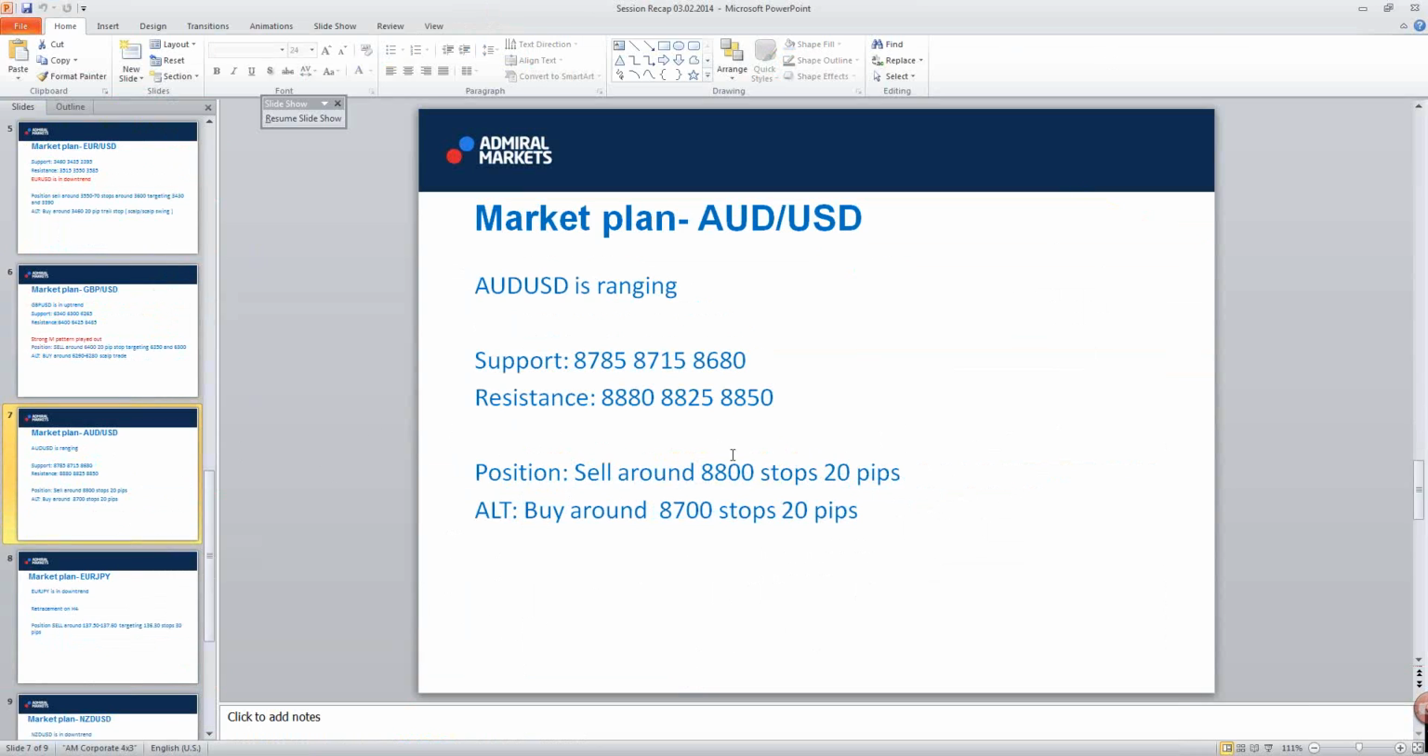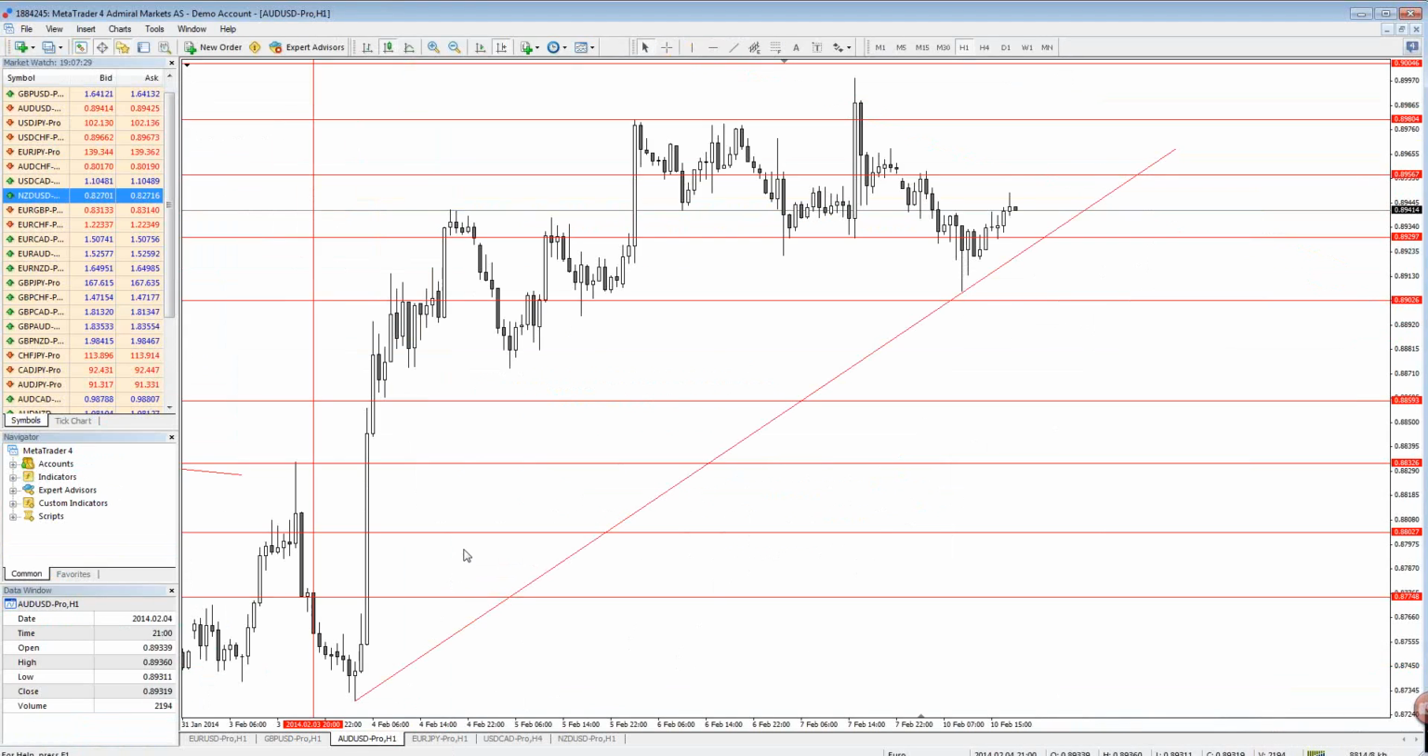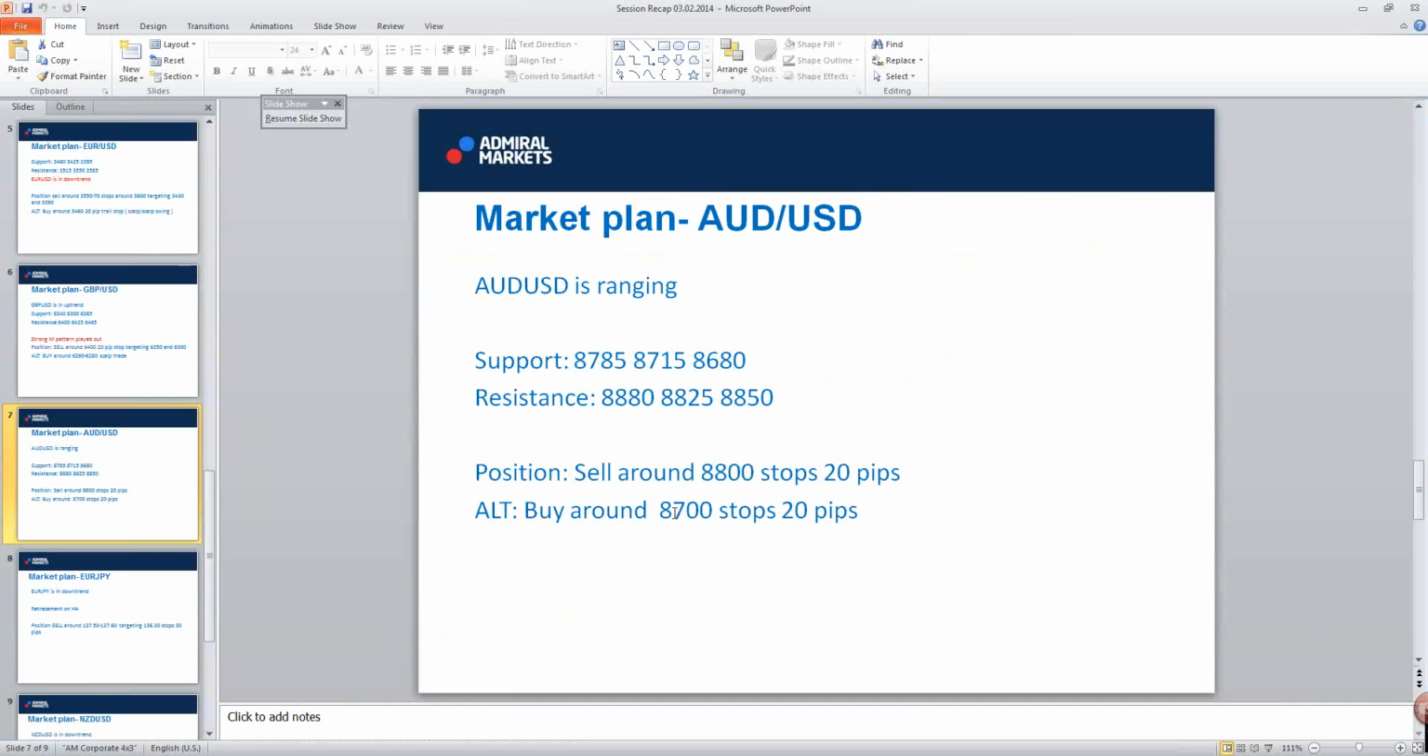Where we were with Aussie. Aussie was sell around 88, stop 20 pips. Let's see what Aussie gave us. This was the time of our webinar. Let's see, it was 7 o'clock. So basically, buy around 80.